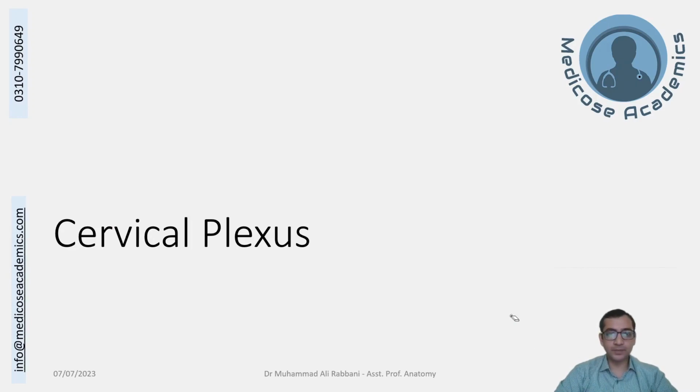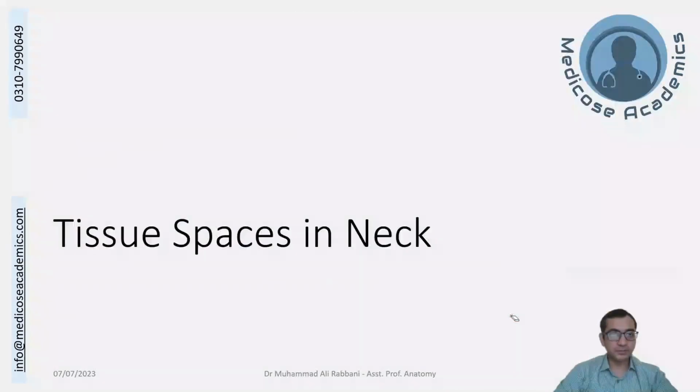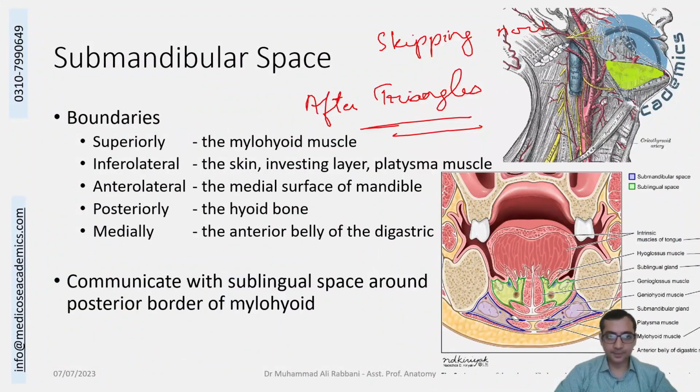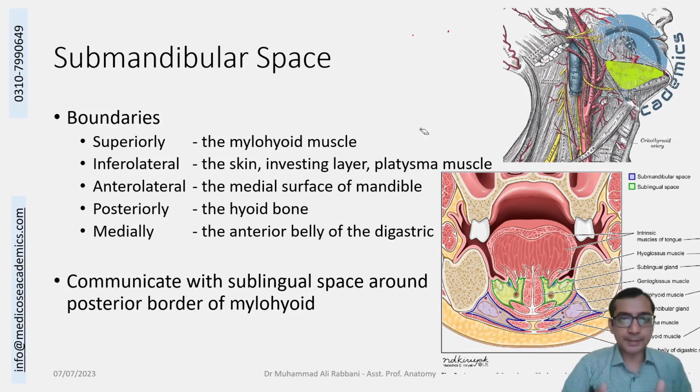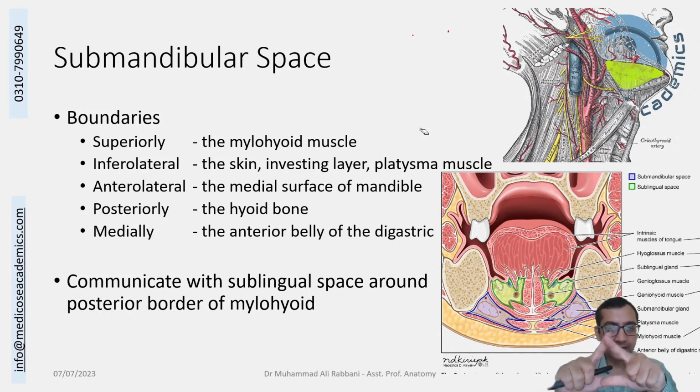Before moving into the cervical plexus, let me fulfill the promise that I made before about the submandibular space. So I skipped it before, submandibular space. So simply speaking, it is the space that is enclosed by the submandibular digastric triangle. Space is three-dimensional, triangle is two-dimensional. So you need a third dimension.